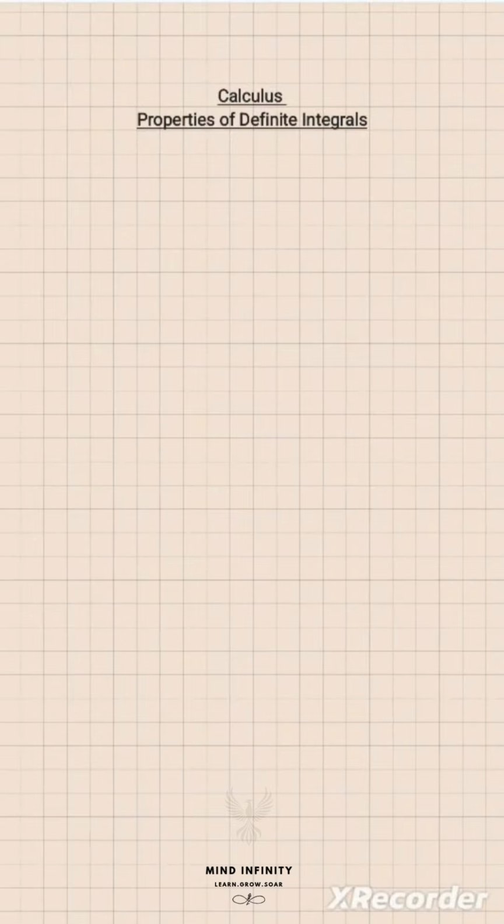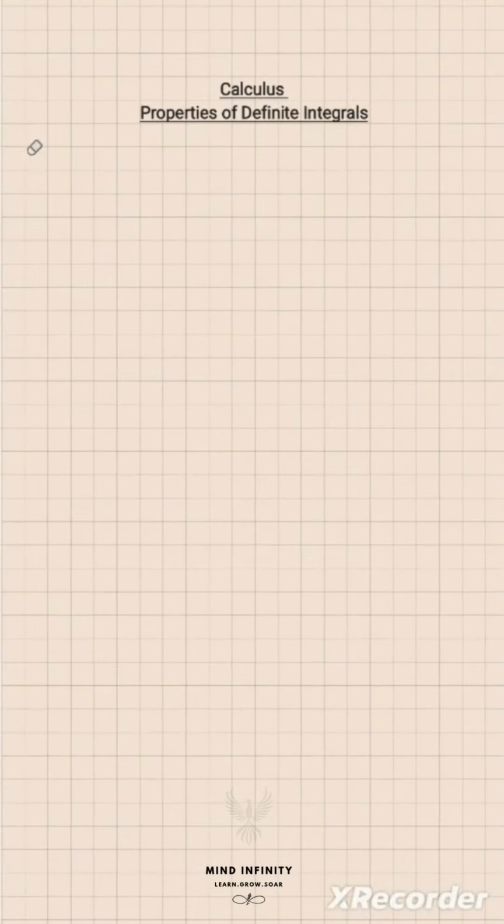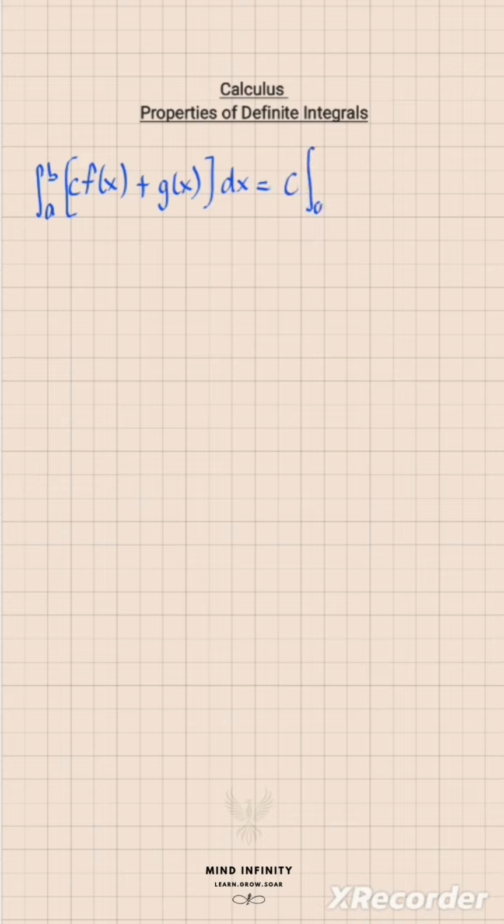Today, let's go over the properties of indefinite integrals. First, you have the integral of f of x times c plus g of x dx. What you can do is bring the c outside and multiply it with the integral of f of x dx, plus the integral of g of x dx.